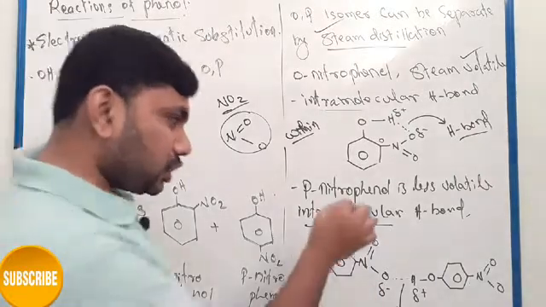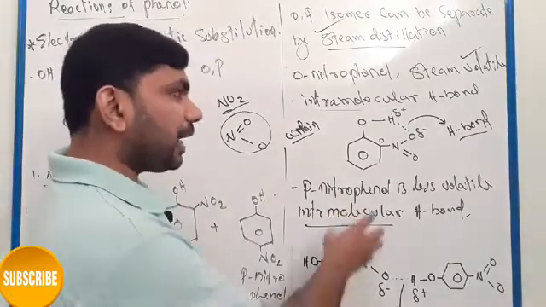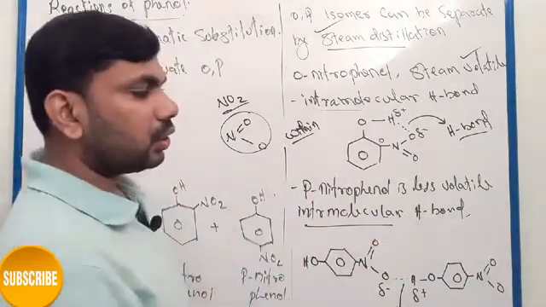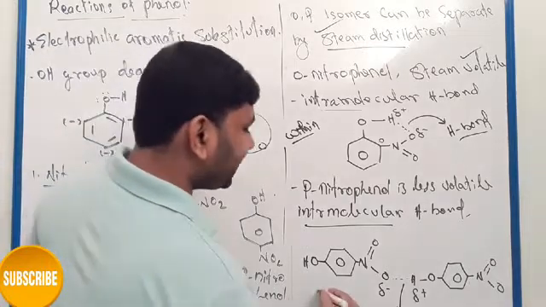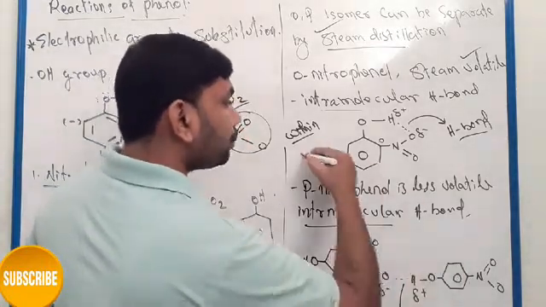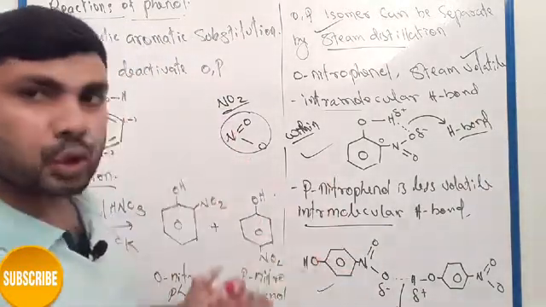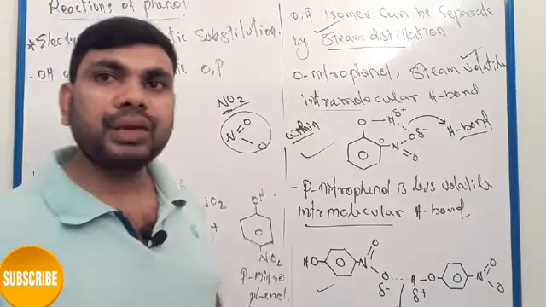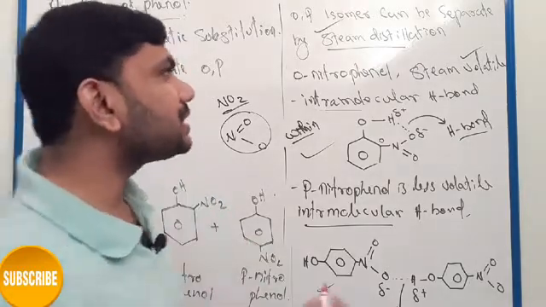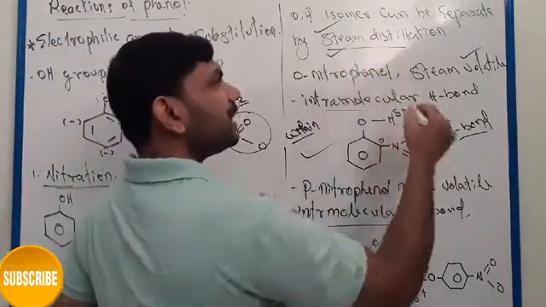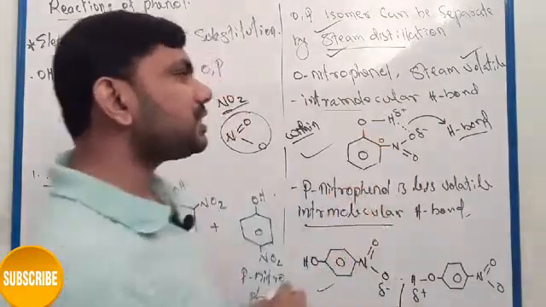If there is intermolecular hydrogen bond, it is comparatively less volatile. So this one is less volatile and this one is more volatile. So we can separate these two isomers by steam distillation. Why will we use steam distillation?